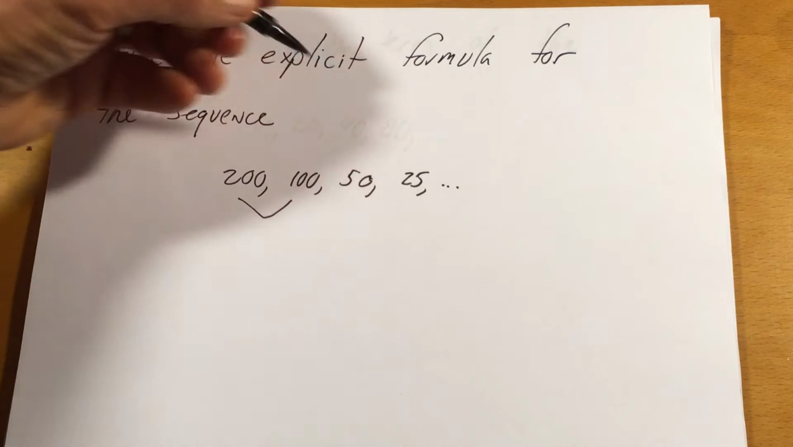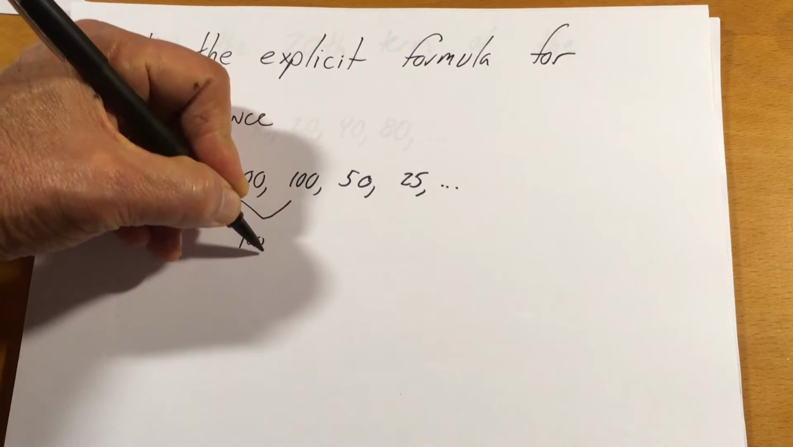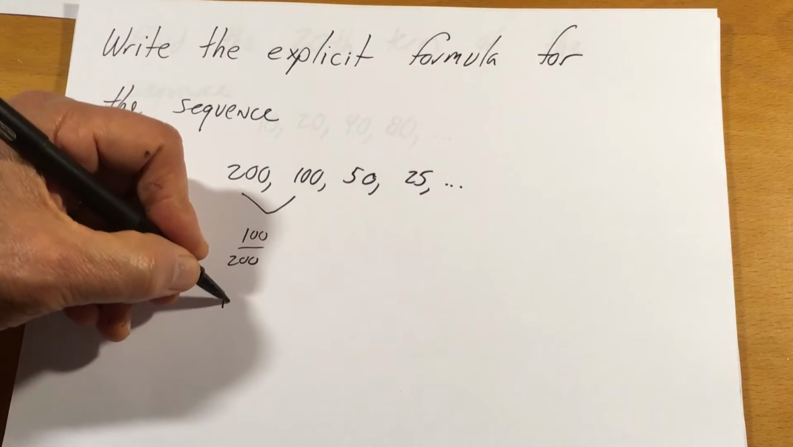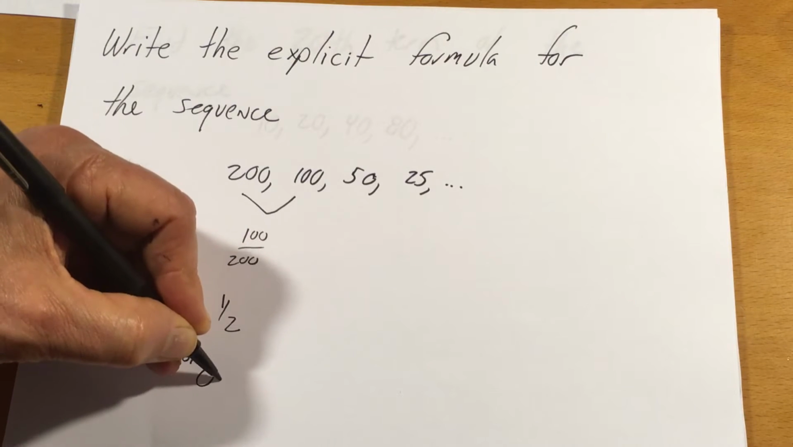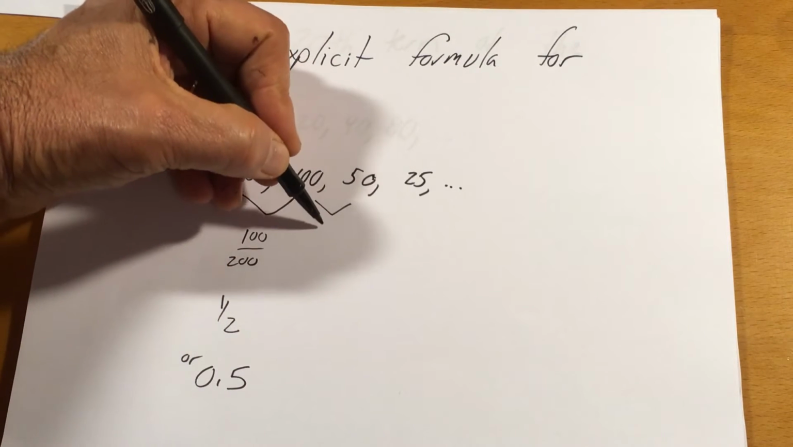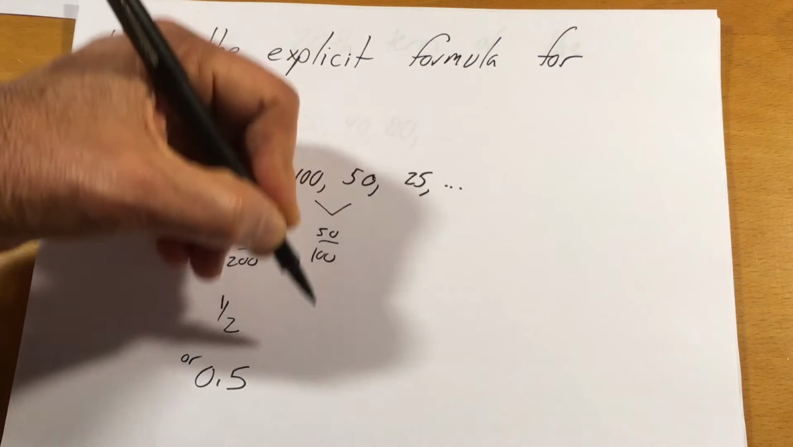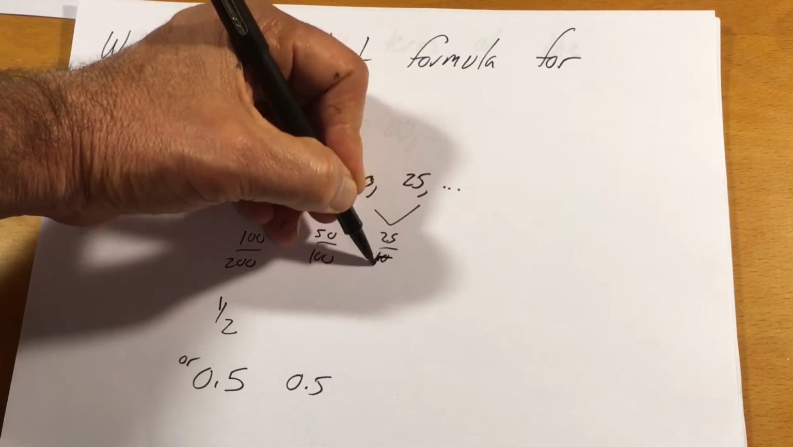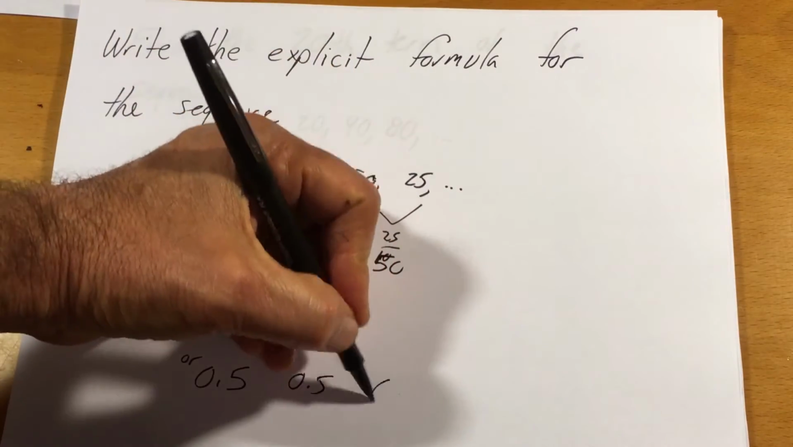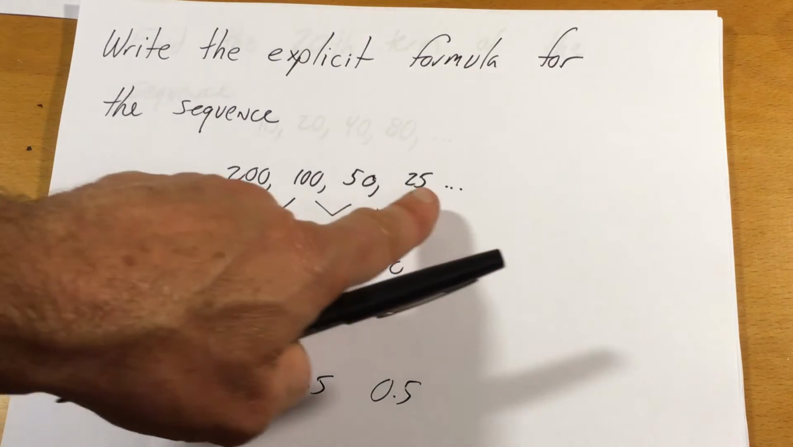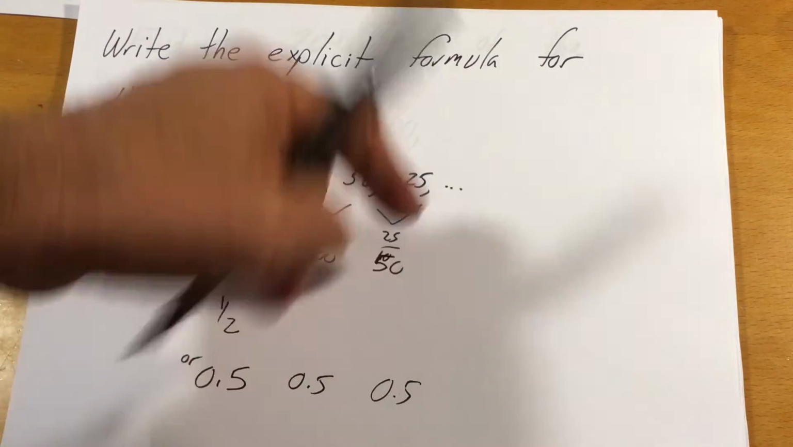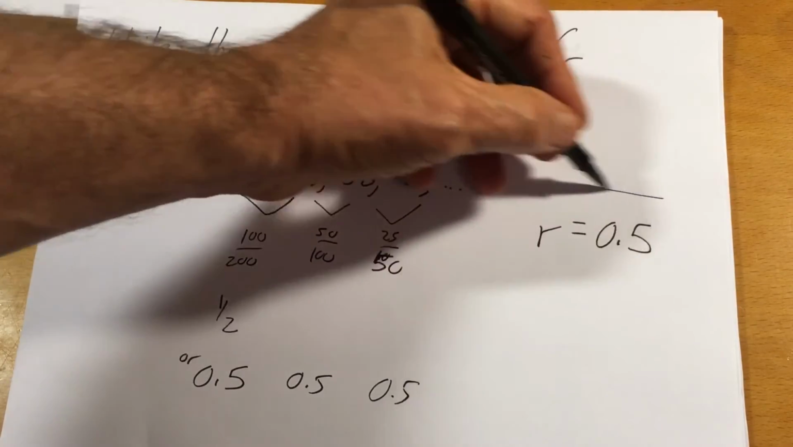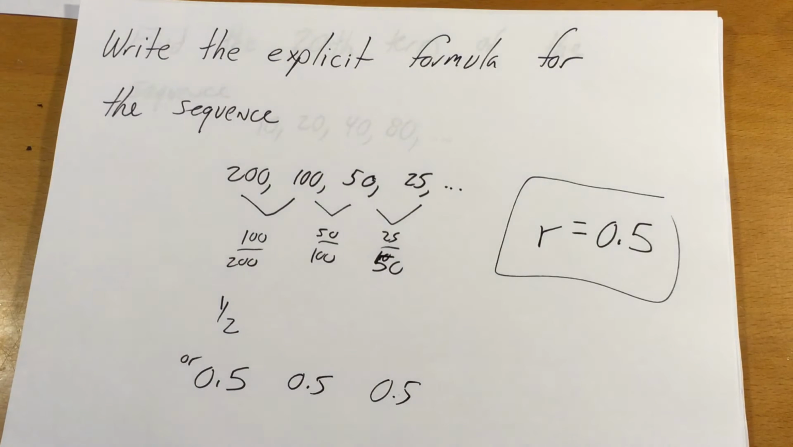So it's geometric. And to find the value of r, you take one term and divide it by the previous term. So you get 100 divided by 200. And you can either call that 1/2 or 0.5. It doesn't matter. 50 divided by 100 is also 0.5. And 25 divided by 50, right? Each term divided by the previous term is also 0.5. So since each time you take one term and divide it by the previous term, you get the same number, then that's the common ratio. And the common ratio is 0.5.